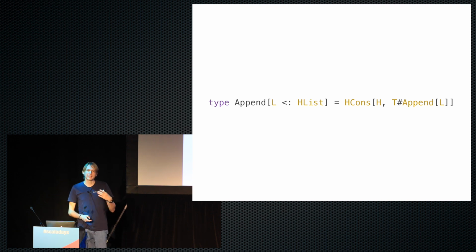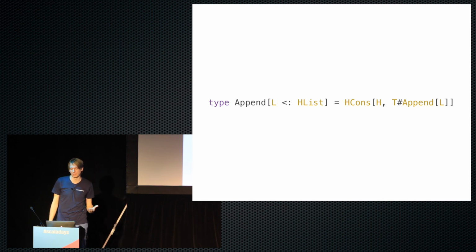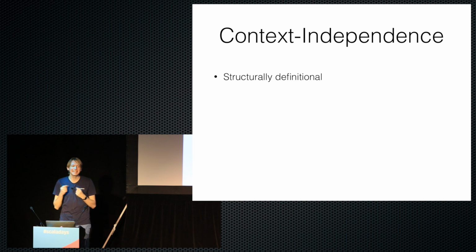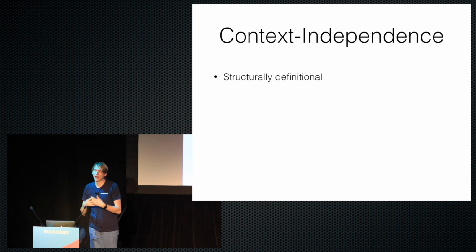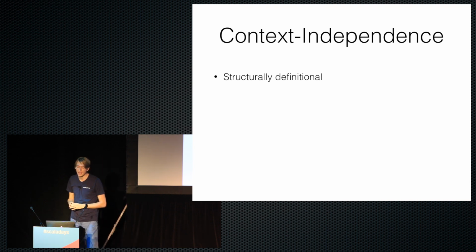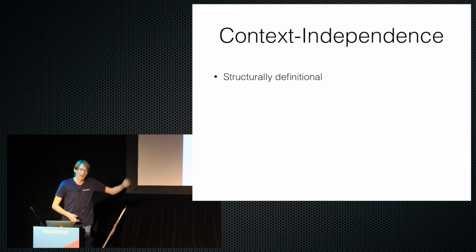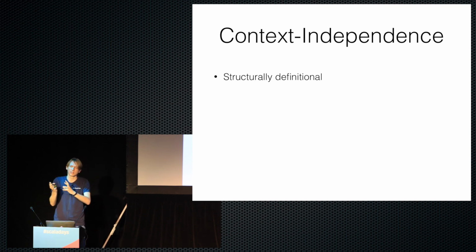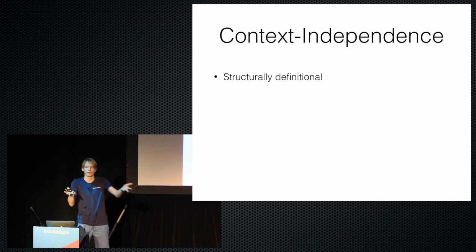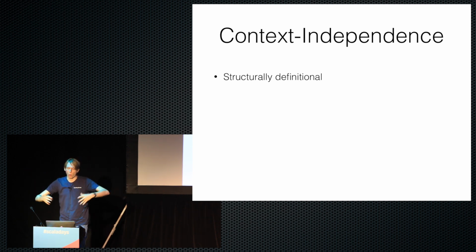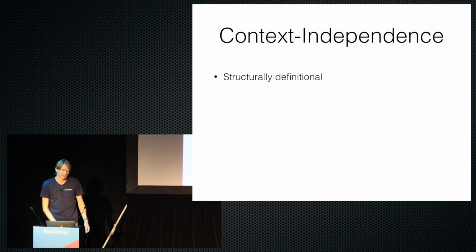And it turns out that this is actually a very special sort of type level function. It is a context independent type level function. And as a consequence of being context independent, we get some nice properties. One of them is structural definition. So append is basically, there's really only one way to implement append over this HList, right? You have the cons case and the nil case, and everything just sort of falls out in this very sort of way that arises directly from the data.